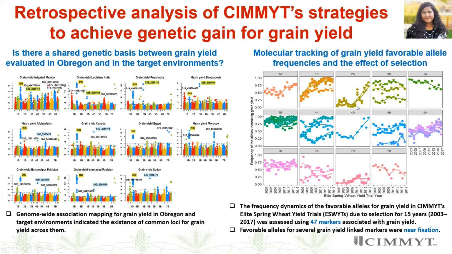And as you can see, in most of the SWIT nurseries, the number of lines carrying these favorable alleles has increased. And then you can see most of these are close to fixation, especially the 2NS region, where from 2010 onwards you can see a very sharp increase in lines carrying the 2NS translocation. So that was a very good indication that phenotypic selection for grain yield has worked, and we have been able to increase the frequencies of favorable alleles by phenotypic selection for grain yields. And now with markers, some of these could be pushed much faster.